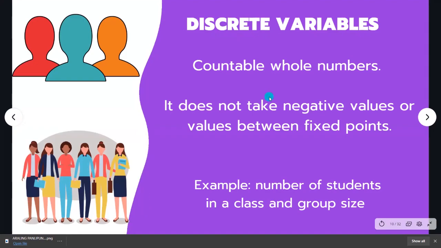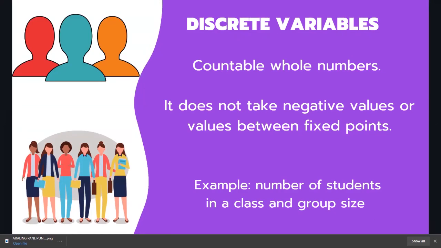The first one is the discrete variables. So discrete variables only focus on the whole number itself. So these are countable whole numbers. It does not take negative values or values between fixed points. Example, number of students in a class or a group size. So it can be counted, can only be denoted by positive whole numbers, and are not described in ranges. Another example, the number of teachers in a school, class number, or number of siblings.